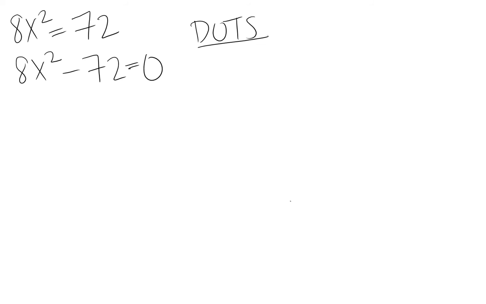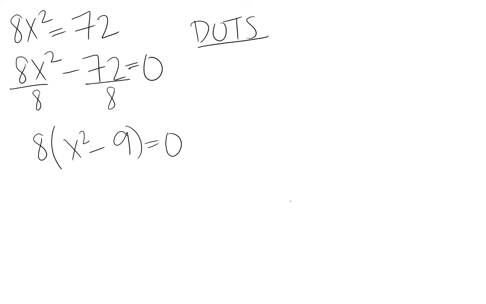So on this problem, we do have a GCF, and that GCF is 8. So we can take 8 out of both of these terms. So we'll have 8 and then x squared minus 9 equals 0.